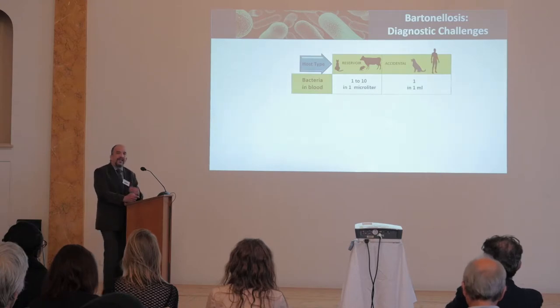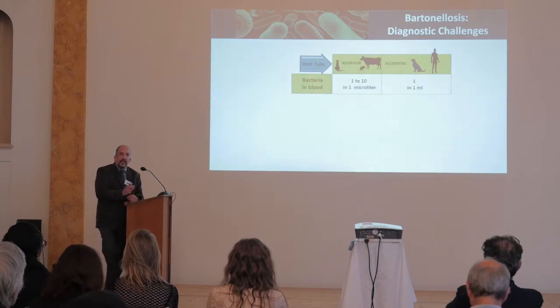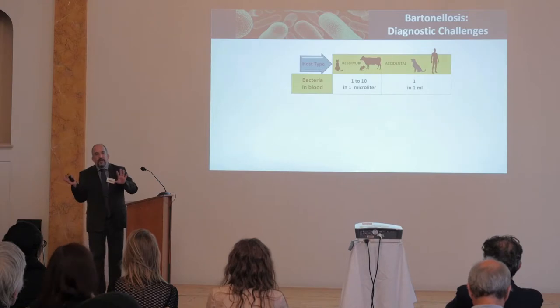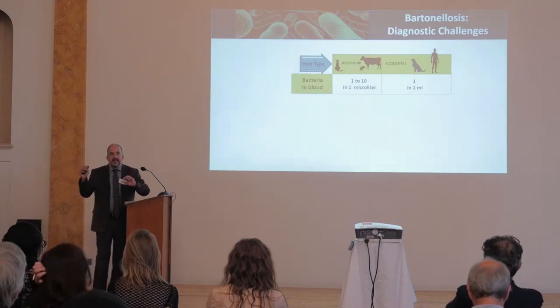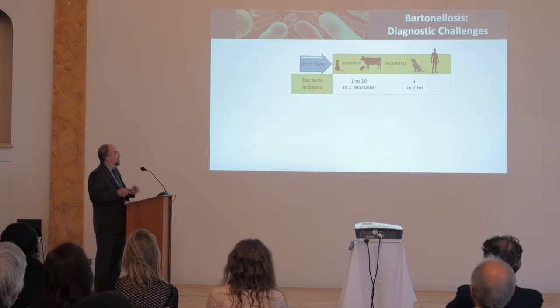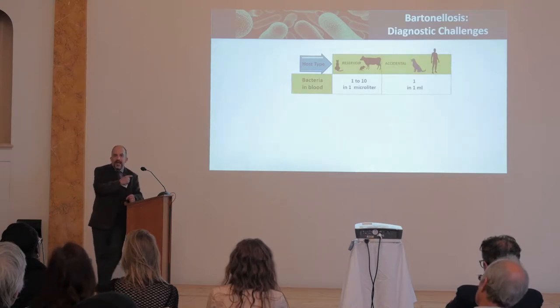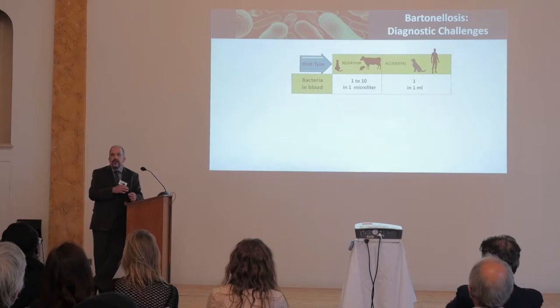What are the big differences? What are the challenges? And I want you to pay attention to this number because numbers matter, and that's my reference in regard to the needle in the haystack. You have two different types of reservoirs, the typical reservoir and the accidental reservoir. The typical reservoir, and I'm going to use two examples here, the cat and the cow. The cat for Bartonella henselae and the cow for Bartonella bovis.